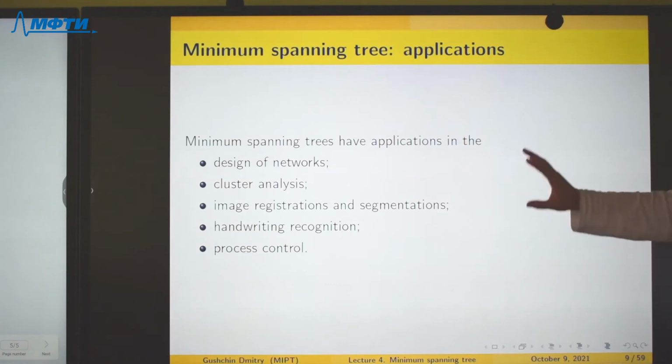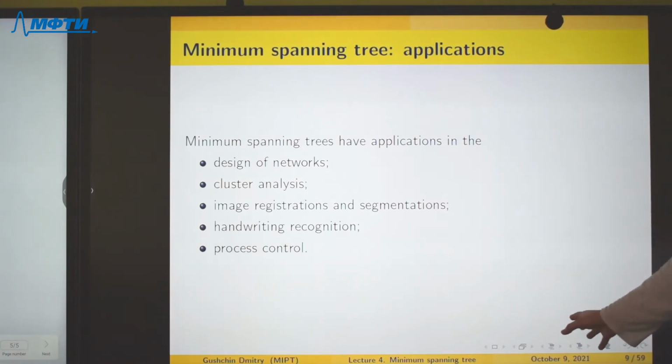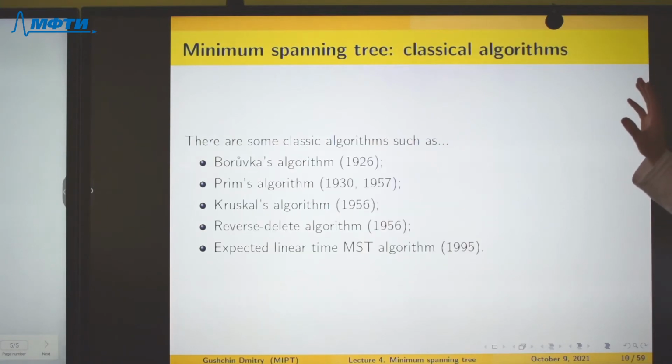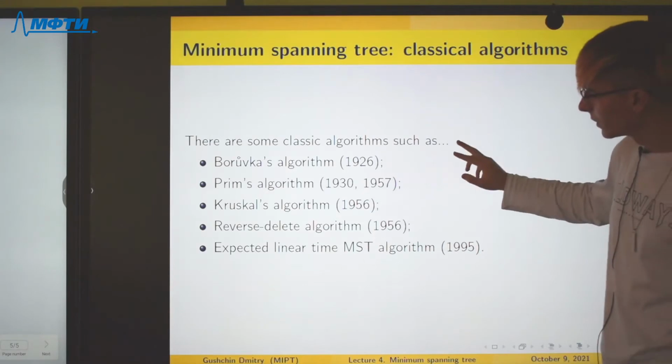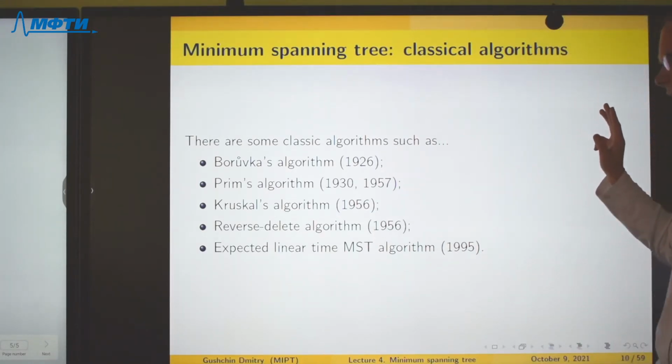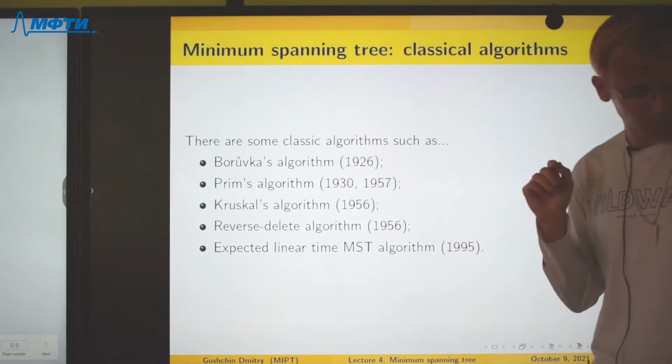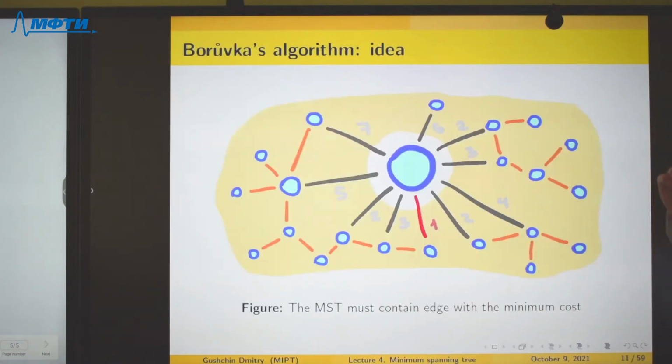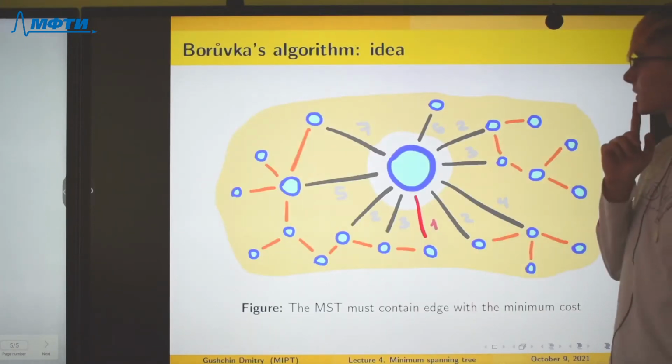Of course, there are different applications of minimal spanning tree. Today we will talk about three classical algorithms: Boruvka's, Prim's, and Kruskal's. Firstly, Boruvka's algorithm.